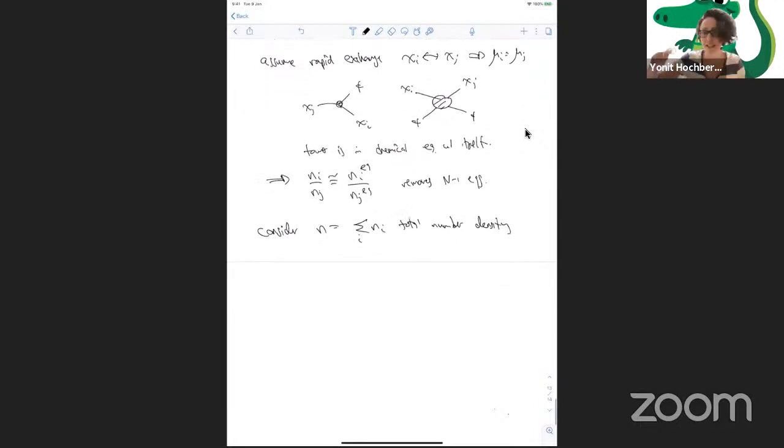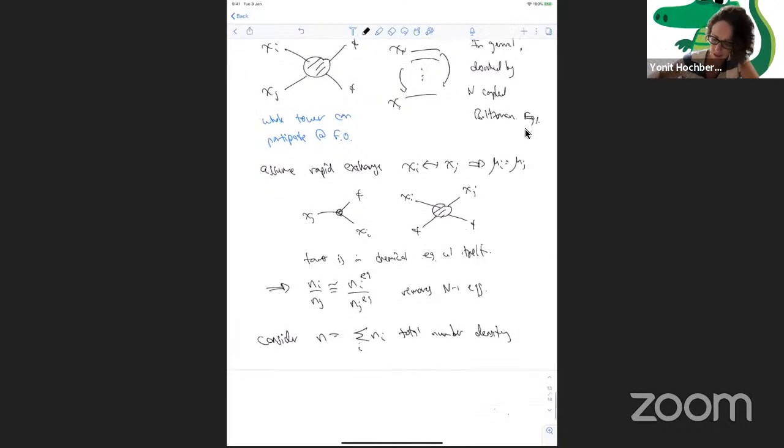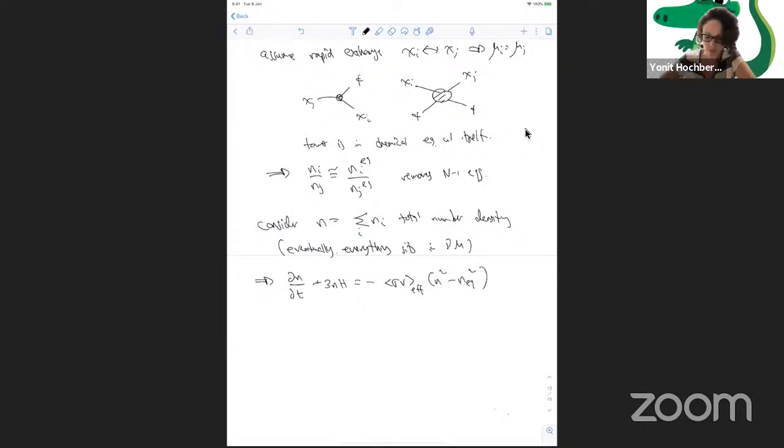The idea is that during freeze-out everything is participating, but eventually all of these particles in the tower are going to decay down to be the dark matter. So whatever the total number density of all these particles at freeze-out, eventually everything sits in the dark matter today. And so we're going to write down the equation for this total density. Here is the equation: dn/dt plus 3nH equals minus sigma v effective, which I'm going to define in a moment, there's some effective cross-section that comes in, times n squared minus n equilibrium squared.